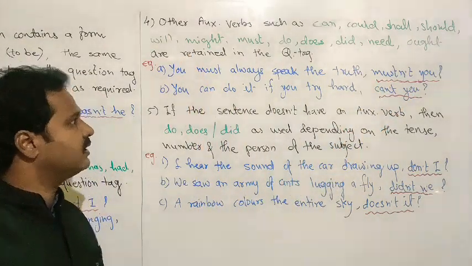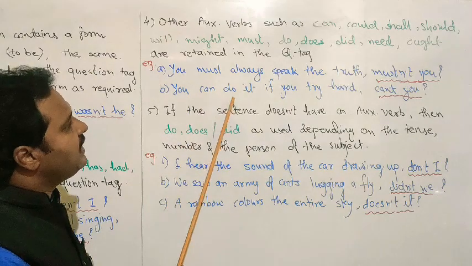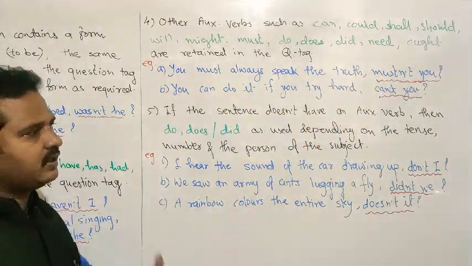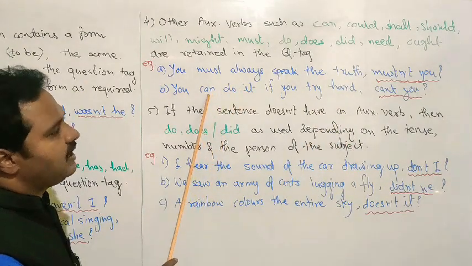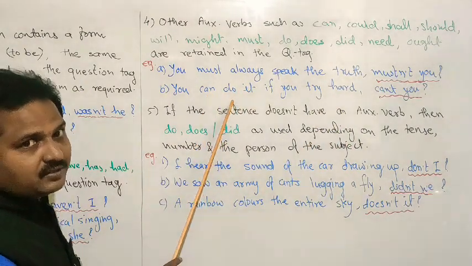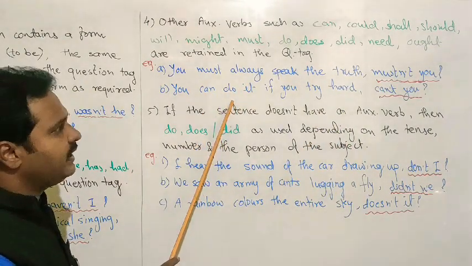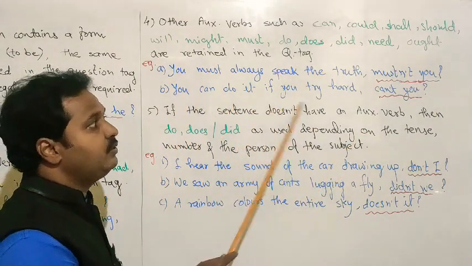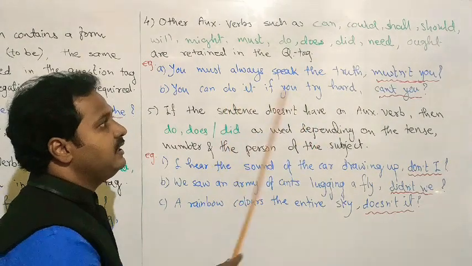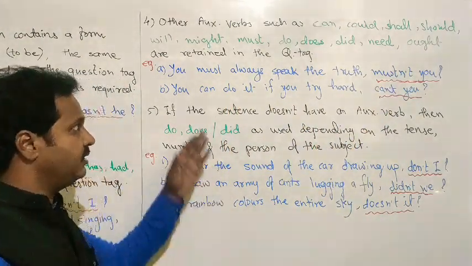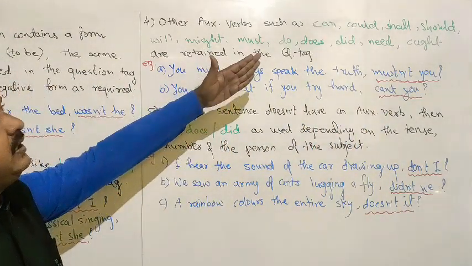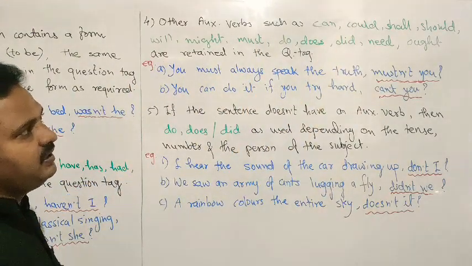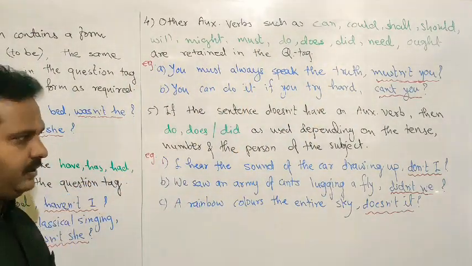You can do it if you try hard. Then actually can is there. Do is not an auxiliary verb here; do is the main verb. You can do it if you try hard. Then can't you? Can't is used here. That is, if there is can, could, shall, should, will, might, must, do, does, did, need or ought to, then keep it as is.